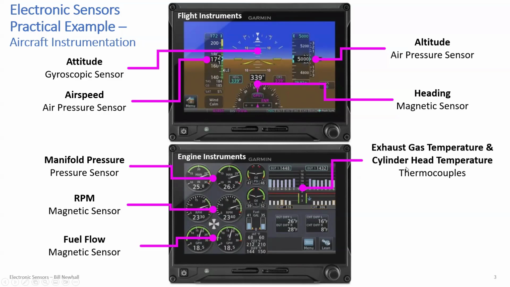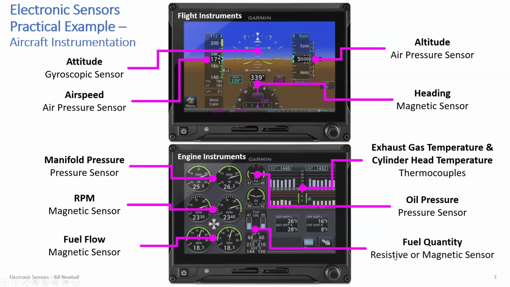Exhaust gas temperature, cylinder head temperature, those are thermocouples. We'll talk about different types of temperature measurement sensors. Oil pressure, there's another pressure sensor. Fuel quantity, that could be a resistive sensor with like a float on it or a magnetic sensor. It actually can be a capacitive sensor as well. So when we're talking about these basic sensors that measure weight and magnetic field, or light, there's another level of parameters that can be measured on top of that using those basic sensors. So I just wanted to point that out here.